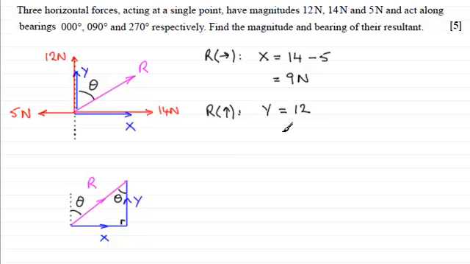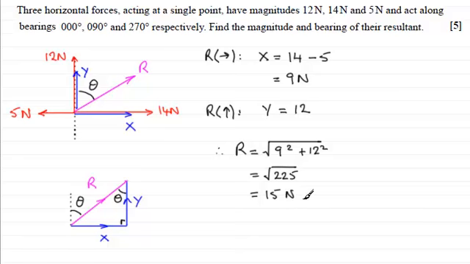Now that I've got X and Y, I can use Pythagoras' theorem. The resultant must be equal to the square root of the sum of the squares of these two shorter sides, X squared plus Y squared. In other words, 9 squared plus 12 squared, and this comes to the root of 225, which is 15. We don't need plus or minus, we're just taking the positive value because it's a length. So that's going to be 15 newtons.